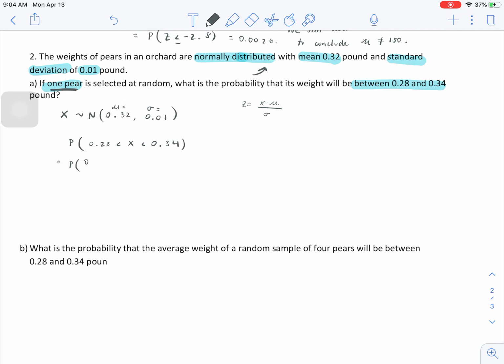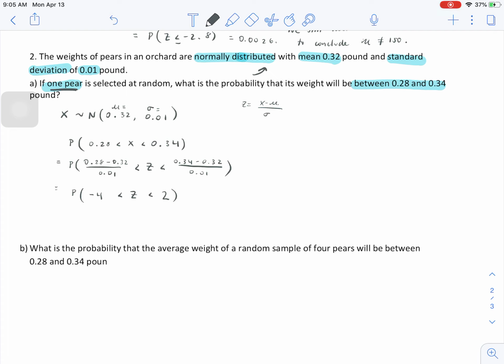So we know that 0.28 will be converted to 0.28 minus the mean divided by the standard deviation. And 0.34 gets the same treatment. So let's plug each of these into our calculator. 0.28 minus 0.32 over 0.01, you should get -4. 0.34 minus 0.32 over 0.01, you should get 2.